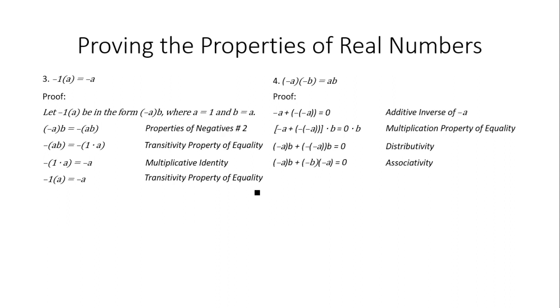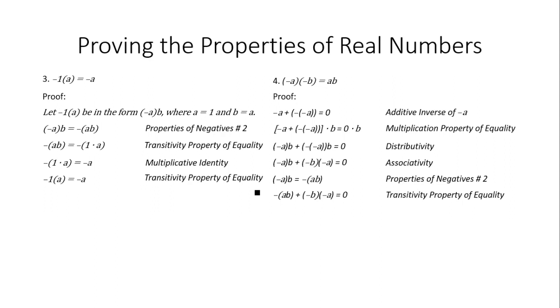By properties of negatives number 2, we know that negative a times b is equal to the negative of a times b. Therefore we substitute the expressions, forming the equation the negative of a times b plus negative b times negative a is equal to 0.